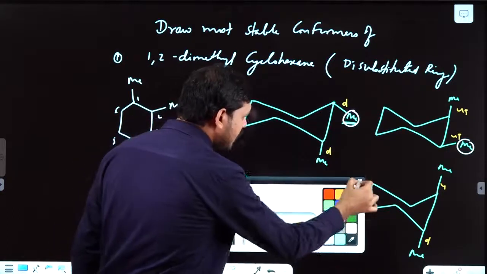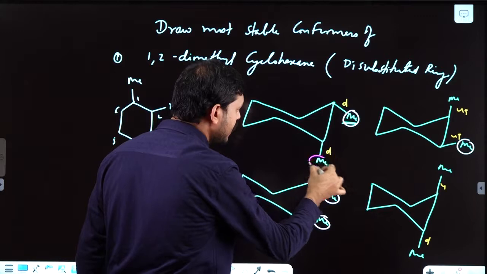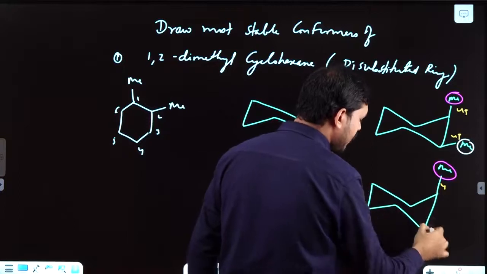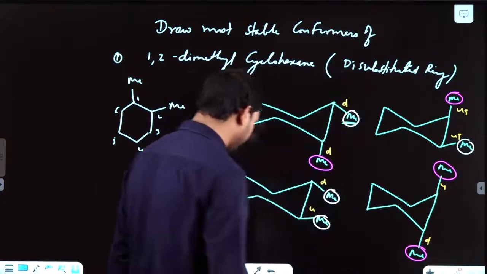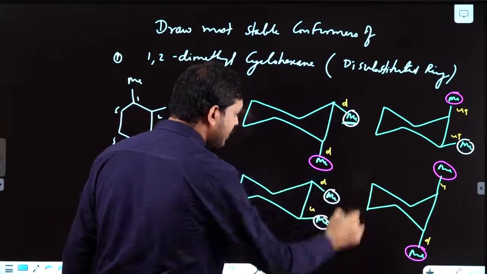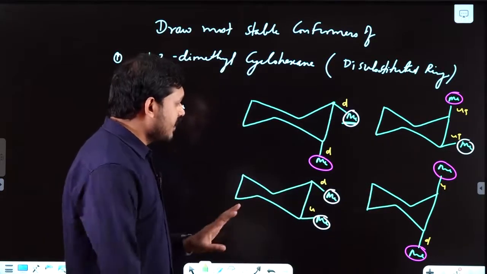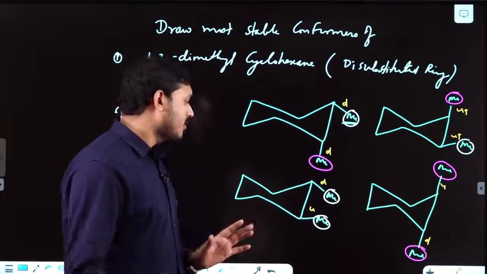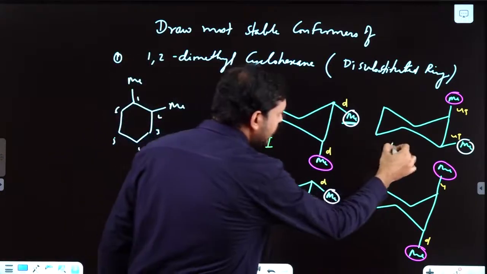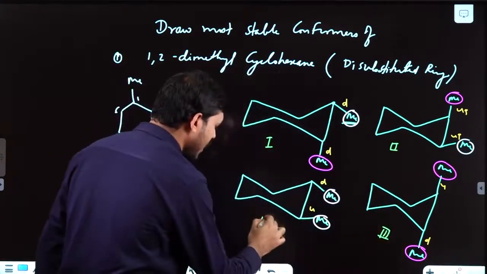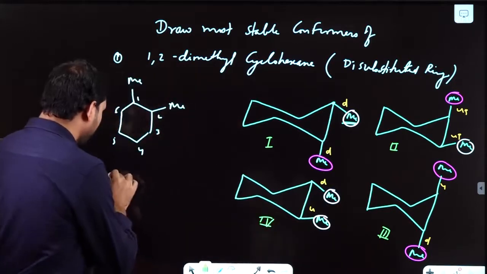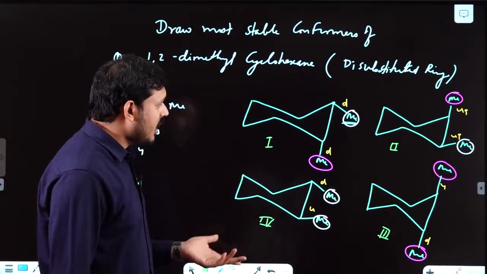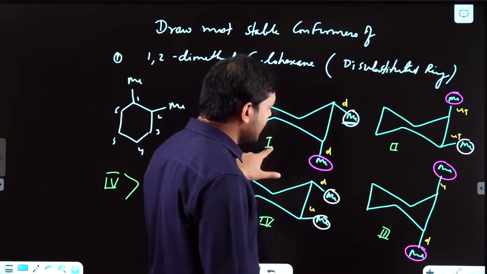Now I am marking axial positions. This is down, this is up. So this is your axial, axial, axial. This is your axial. Okay. So if we have to check which one is most stable, you can simply say if both the bulky groups, meaning both the methyls, are in equatorial position, then that will be most stable. So among this first, second, third and fourth, I can say fourth is most stable because both are in equatorial position.